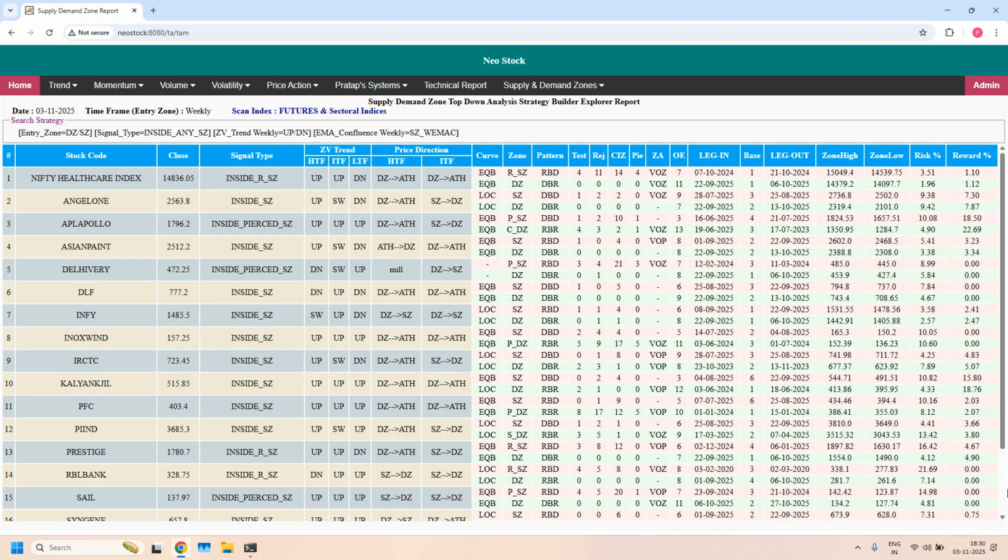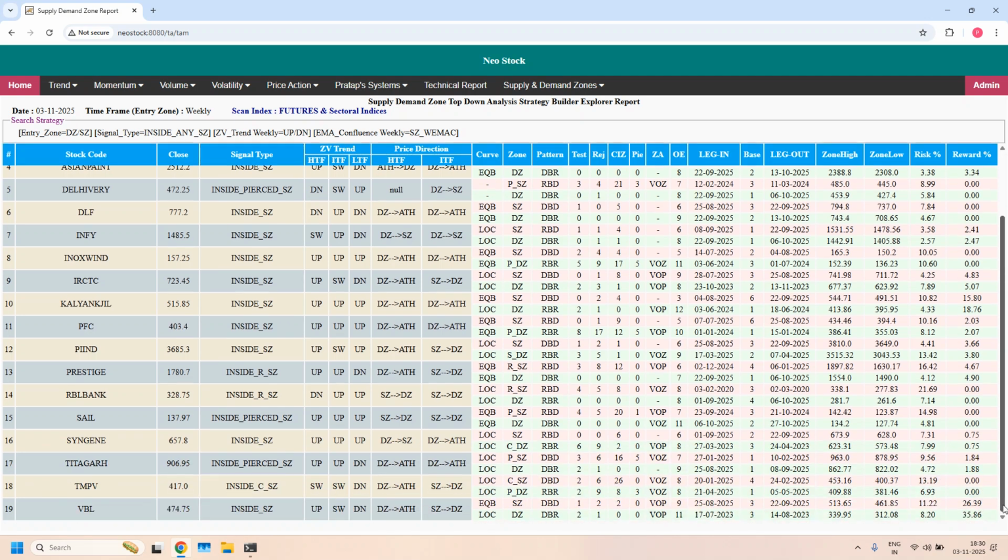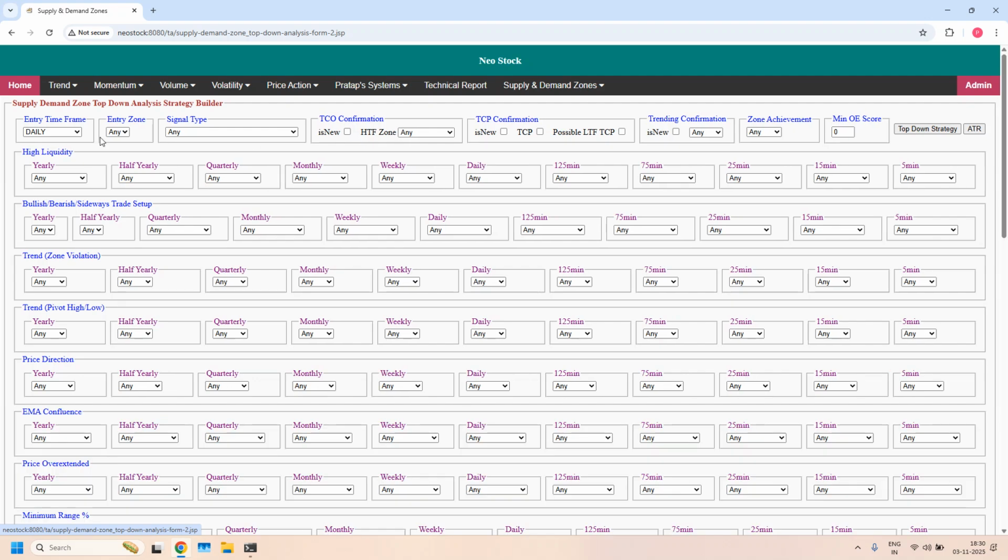Now it is the filtered list, first 15 stocks in the list. Scrolling the list down, total 19 stocks are filtered. Next time frame daily already generated in the beginning of the report. So the next time frame is 125 minutes.